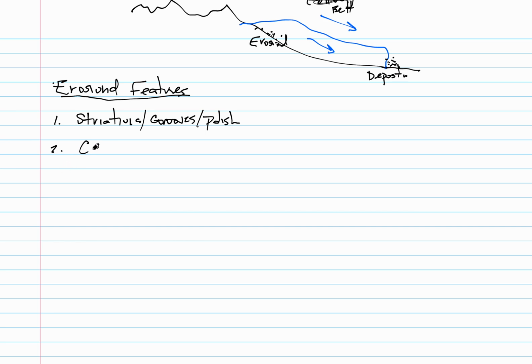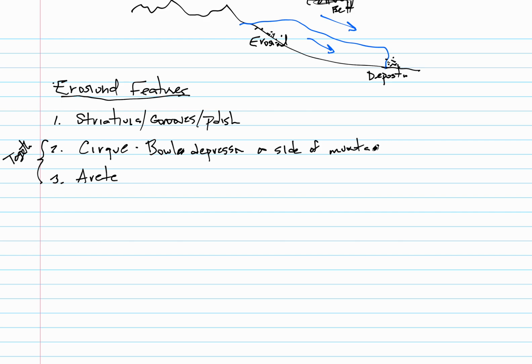Number 2 is a cirque. Number 3 is an arête. These are French names because these were described in the Alps. These often occur together. Now, a cirque is a bowl, and so it's a bowl-shaped depression on the side of a mountain. And these are like the headwaters of a glacier. This is where glaciers are born. That's kind of a neat thing about a cirque.